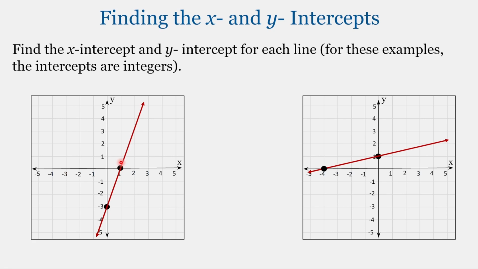So for this first one, the x-intercept has a value of 1. So this ordered pair is 1, 0. Or we can say the x-intercept is 1. And then we have a y-intercept of negative 3. We can write the ordered pair 0, negative 3. Or the y-intercept is negative 3.